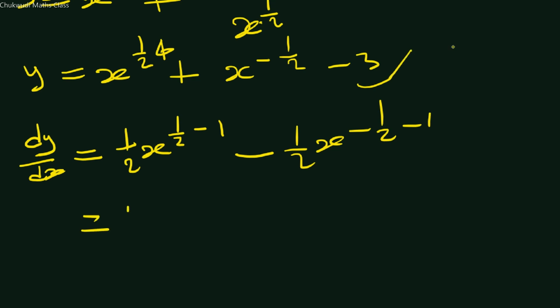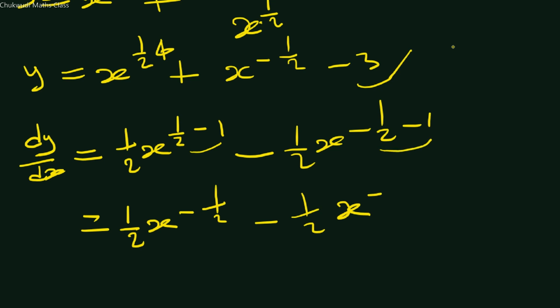This is equal to 1 over 2, x raised to the power 1 over 2 minus 1, which is going to give you minus 1 over 2. Minus 1 over 2, x raised to the power minus 1 over 2 minus 1. If you solve these two things together, it will give you minus 3 over 2. So when you solve it, that's what we are going to get. So we have now successfully found dy/dx.